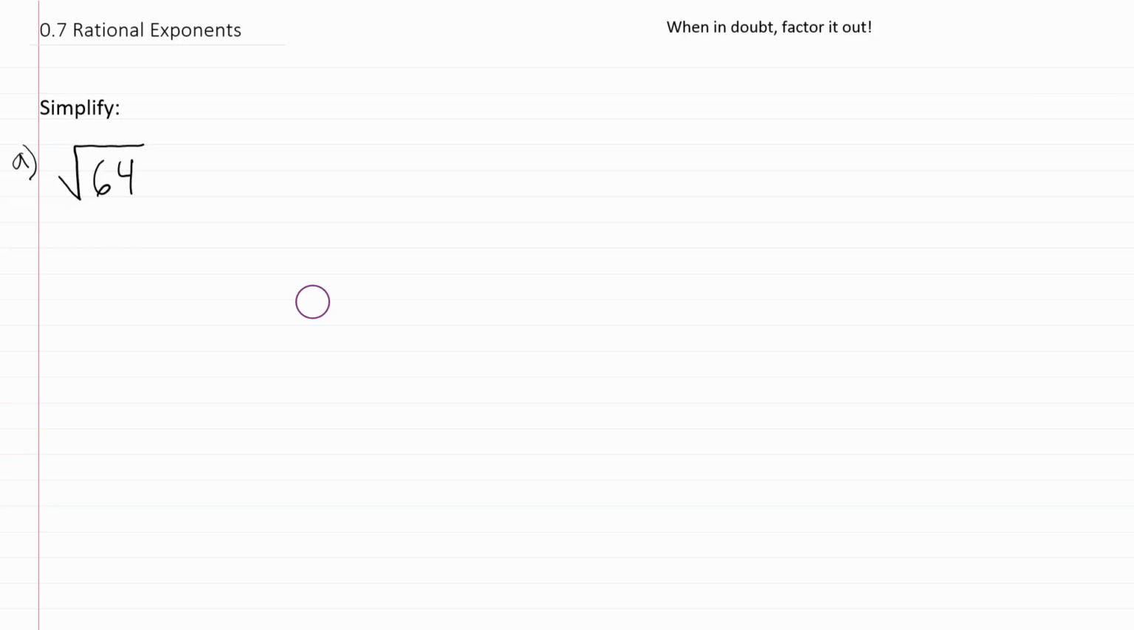All right, in this video, we're going to discuss how to simplify rational exponents. You were probably taught that in order to simplify a radical expression like this one, you would basically ask the question, what number do I have to multiply by itself in order to get the radicand here, which is 64? So what number multiplied by itself gives you 64? Well, of course, the answer is 8. 8 squared, or 8 times 8, will give you 64. So you were probably taught to say, okay, that means the answer to this problem is 8.